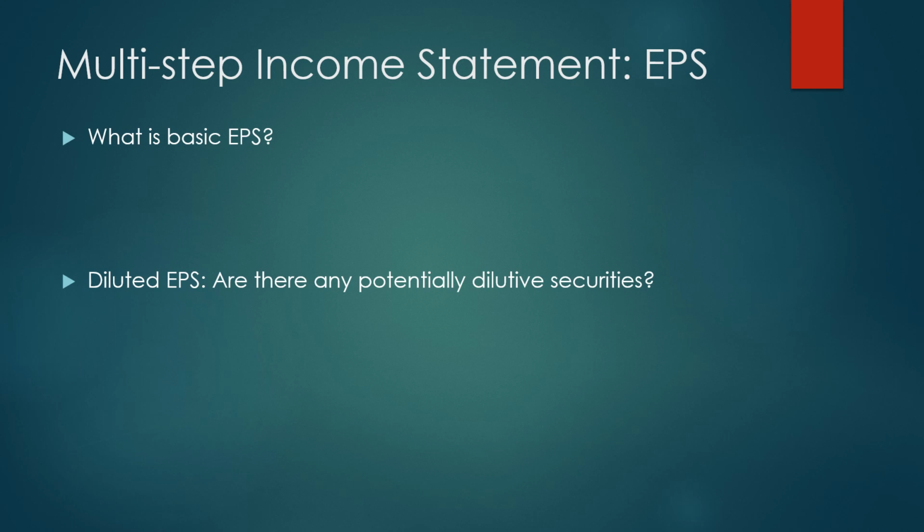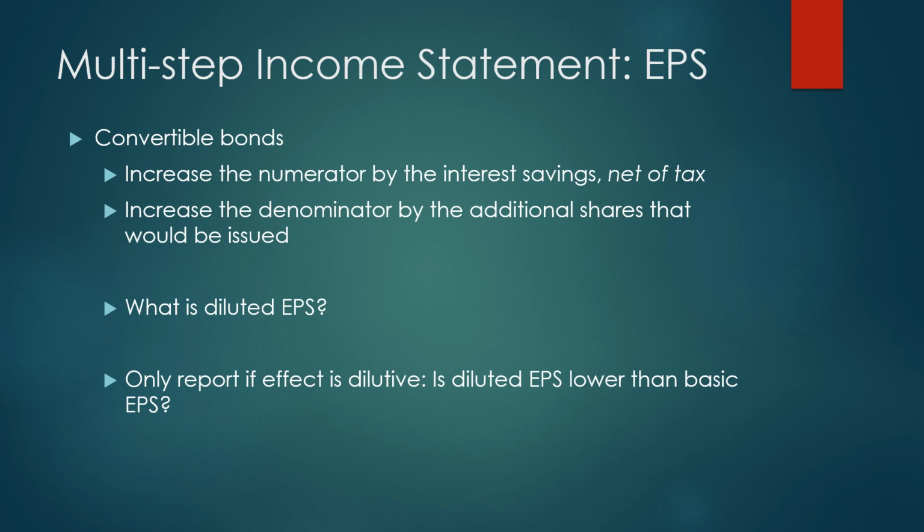Diluted EPS takes into account whether or not there are any potentially dilutive securities. Potentially dilutive securities include things like convertible preferred stock and convertible bonds. If you recall, we had a bond that was convertible to shares of stock, so that is going to be a potentially dilutive security. So when you have a convertible bond, you're going to increase your numerator by the interest savings net of tax and increase the denominator by the additional shares that would be issued.